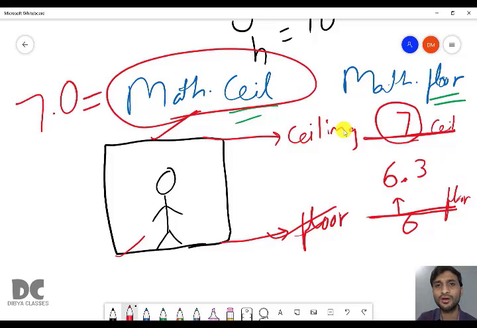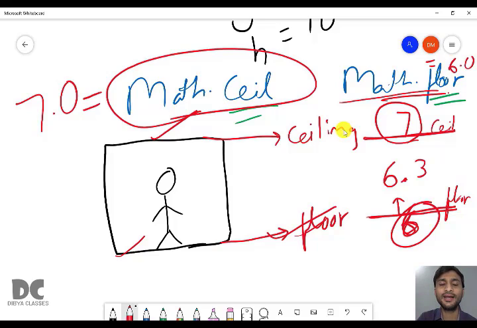Why 7.0? Because like Math.pow, Math.sqrt, Math.cbrt, this also always returns a real value. So you have to take a double data type. And if you use Math.floor, you will get the floor value. What is the floor value? That is 6.0. Clear? Okay.